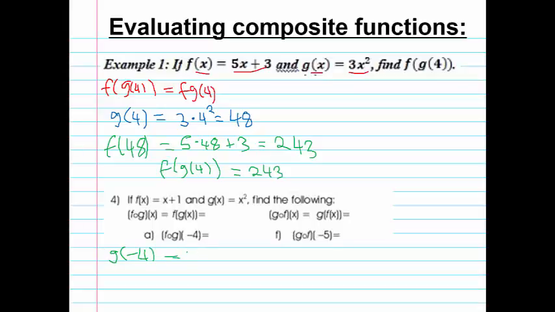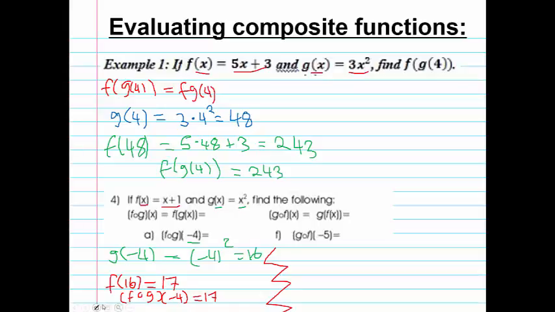Well, what's g of minus 4? So what's inside the bracket? Minus 4. X becomes x squared, so you square it, so that becomes minus 4 all squared, which is 16. Okay, so now this becomes the input into f. So you get f of 16. Now the rule says whatever's inside the bracket, you add 1 to it. So this becomes 17. So basically f composed with g of minus 4 is equal to 17.